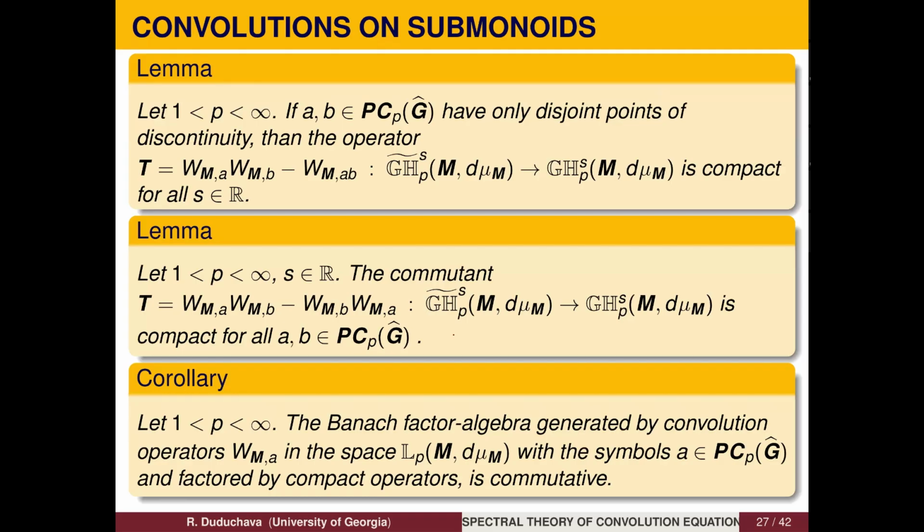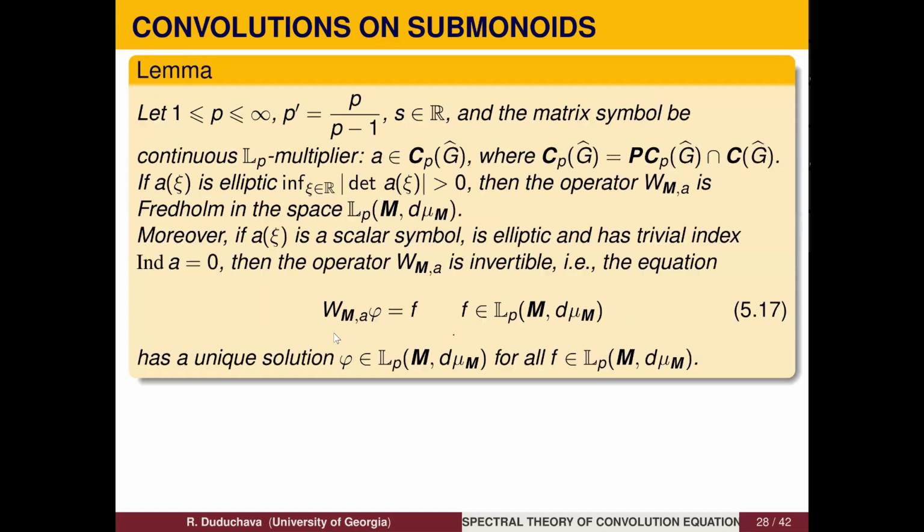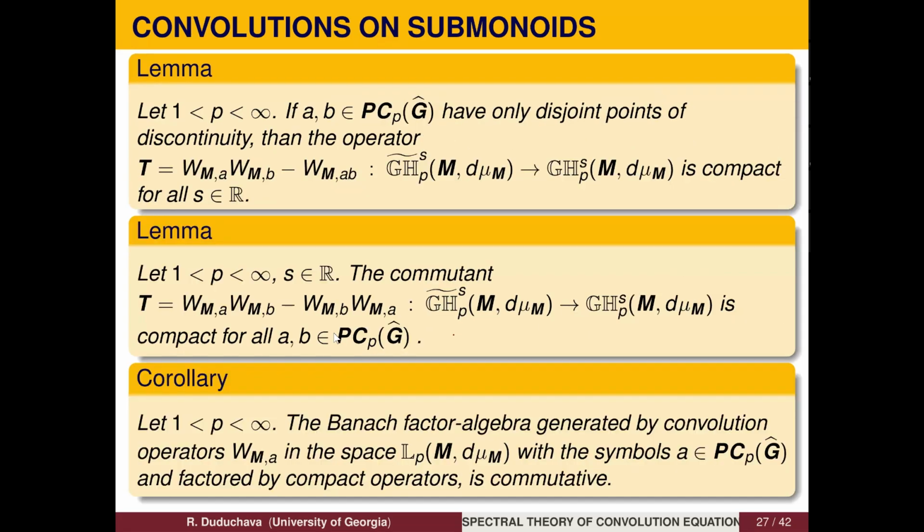But the commutant, I mean, WA composed with WB minus WB composed with WA is compact always for all PCP symbols. That means that the factor algebra of convolutions on submonoids factored by compact operators is a commutative algebra.